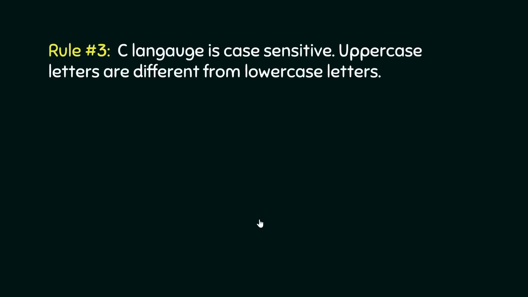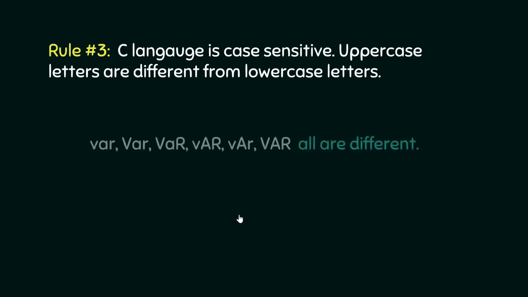C language is case sensitive, which means uppercase and lowercase letters are distinct. Writing where, Where, and WHERE, all are different. It is interesting to know that traditionally, lowercase letters are used for naming variables and uppercase letters for naming symbolic constants. We'll talk about symbolic constants when we study the use of hash define later.